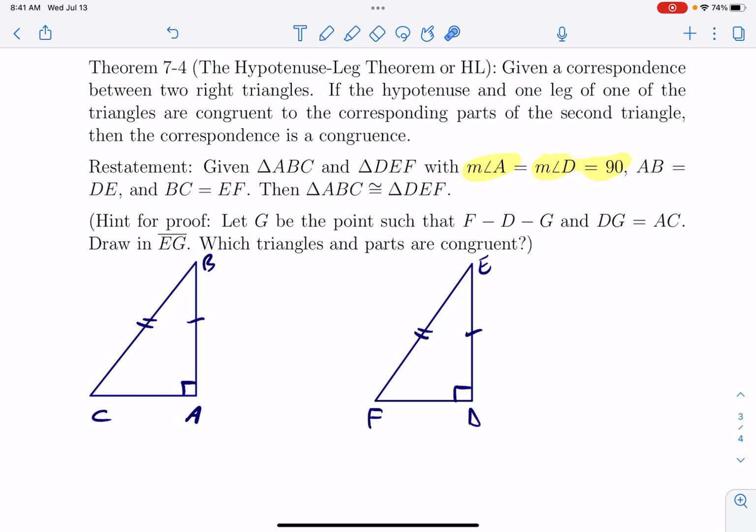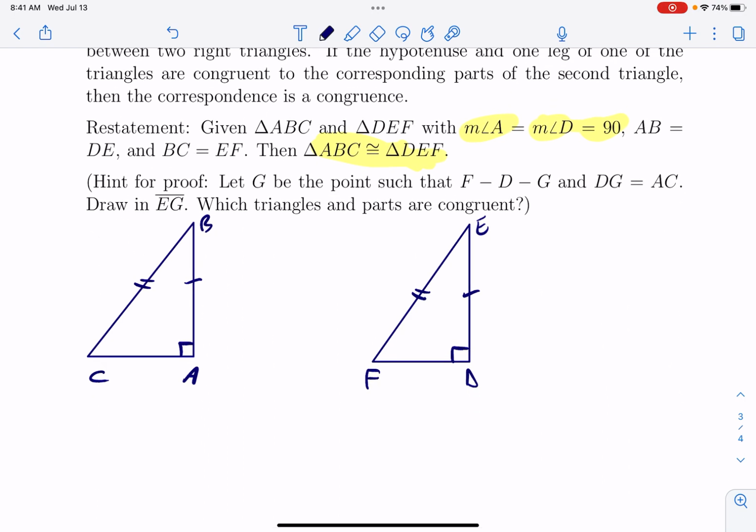So under these circumstances, the pattern here is angle, side, side. Angle, side, side is usually no good to know triangles are congruent. But in this special circumstance, we will be able to prove that these triangles are congruent. And here's the trick. I'll just walk you through the basic idea here.